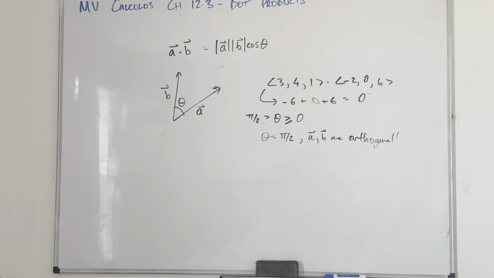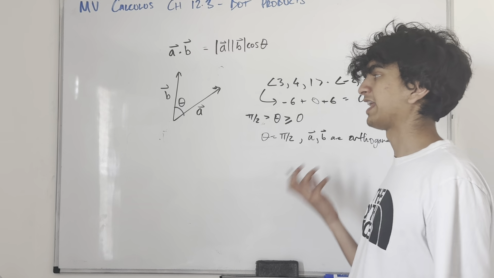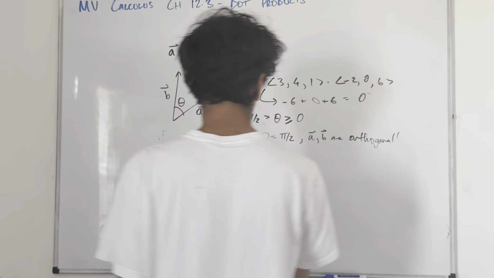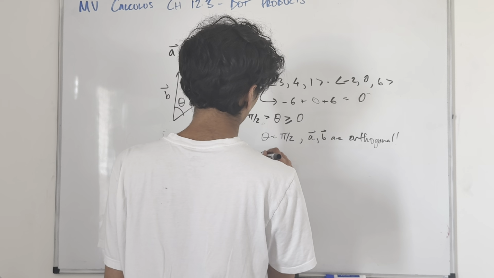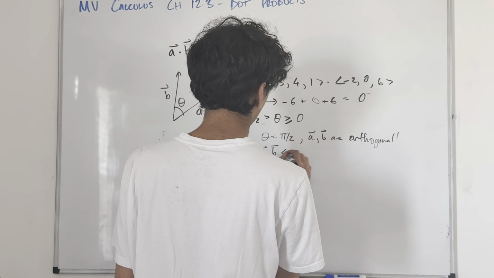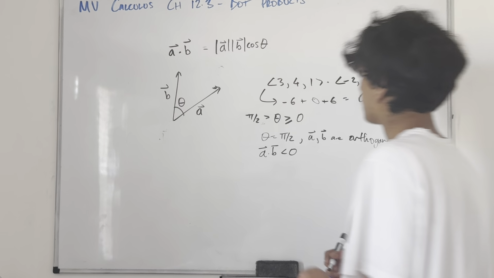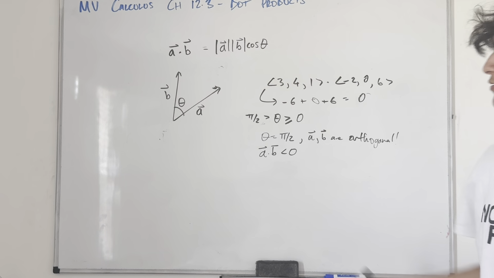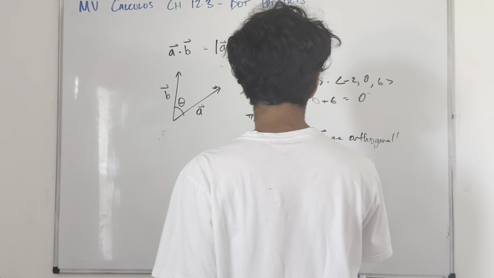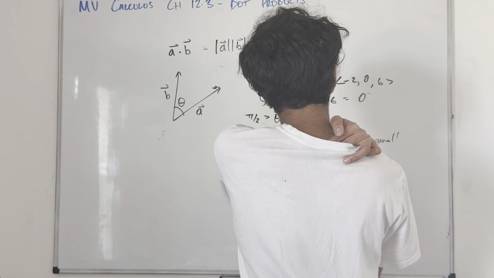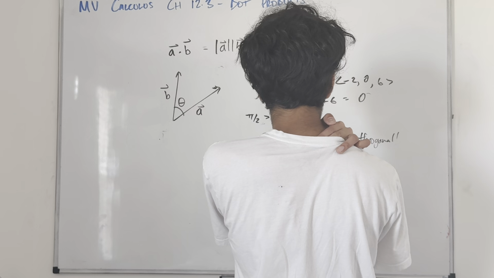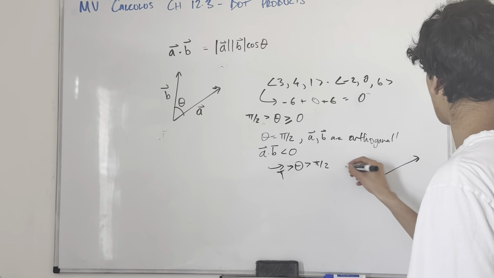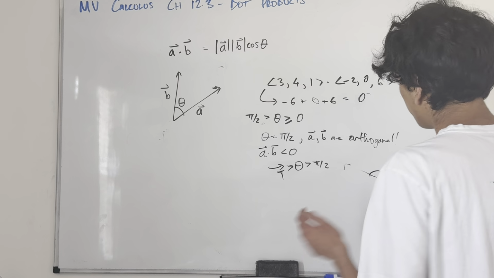And then let's say the dot product ends up being negative. If A dot B is less than 0, then I know that cosine theta needs to be negative because the two magnitudes can't be. So theta would have to be greater than pi over 2 and less than pi. And what that would mean is that the vectors are kind of in the opposite direction.